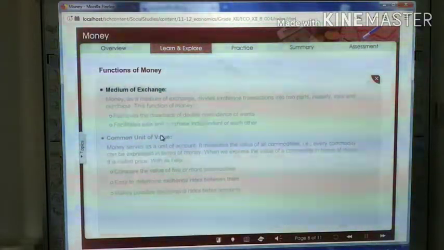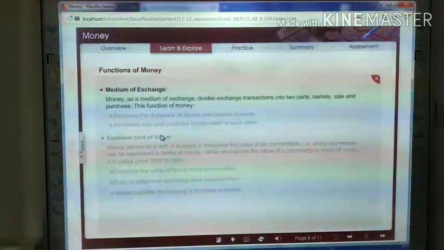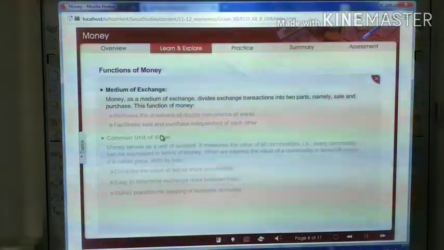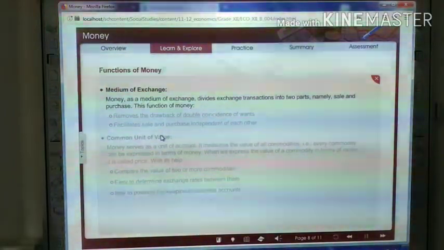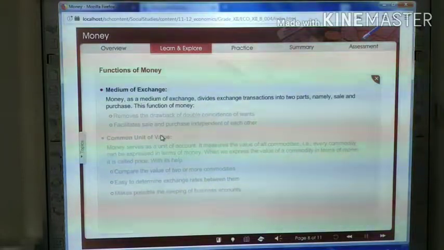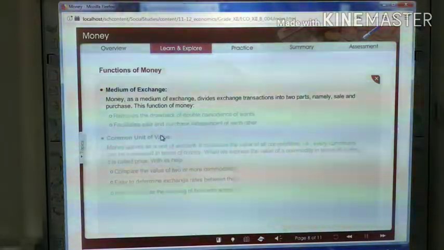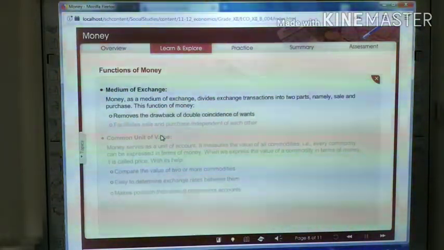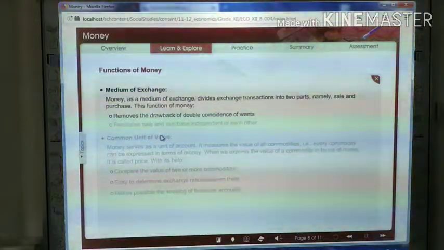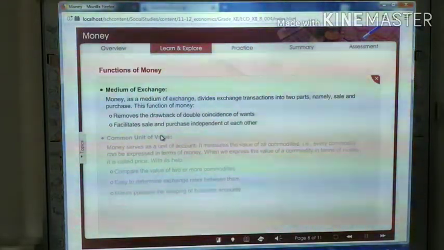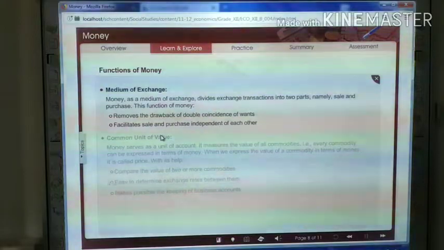Medium of exchange. Money as a medium of exchange divides the exchange transaction into two parts, namely sale and purchase. This function of money removes the drawback of double coincidence of wants. It facilitates sale and purchase independent of each other.